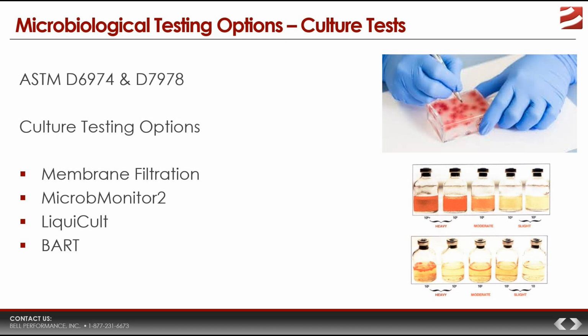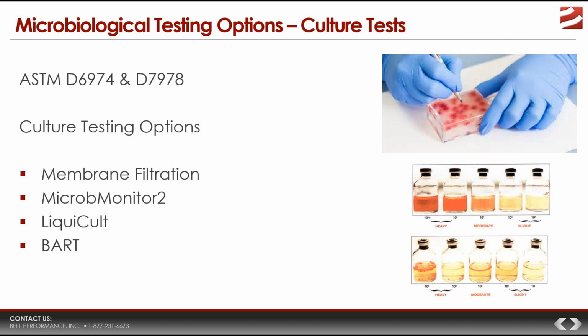Now, how accurate is this test going to be? Well, we should be able to quickly realize that the test's accuracy depends on the user being able to both accurately identify the colonies and then, of course, accurately count them. So membrane filtration and Microbe Monitor 2 are the two culture tests that have ASTM numbers.